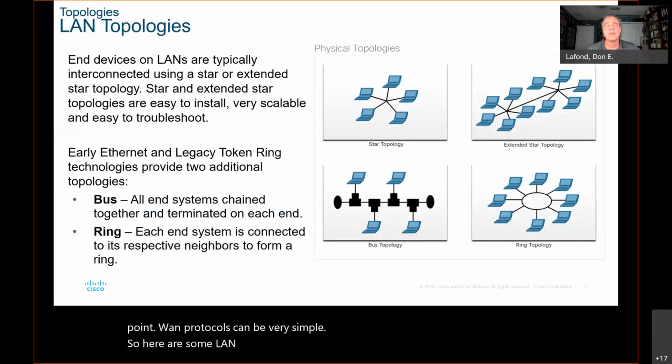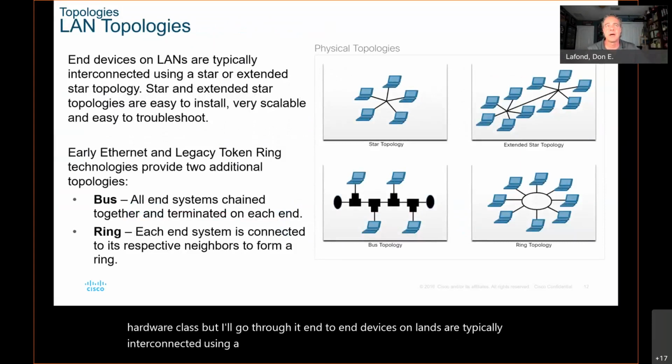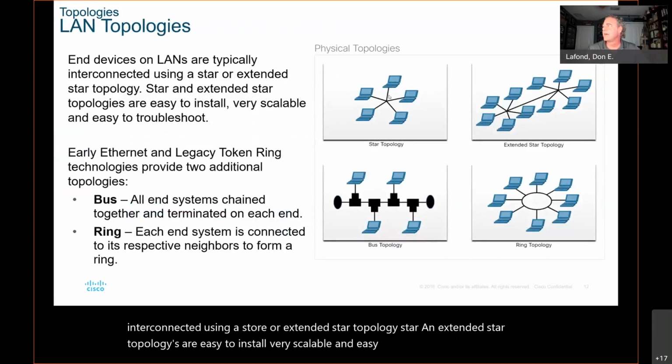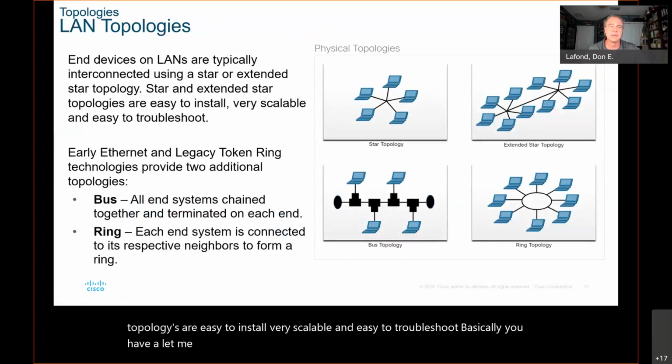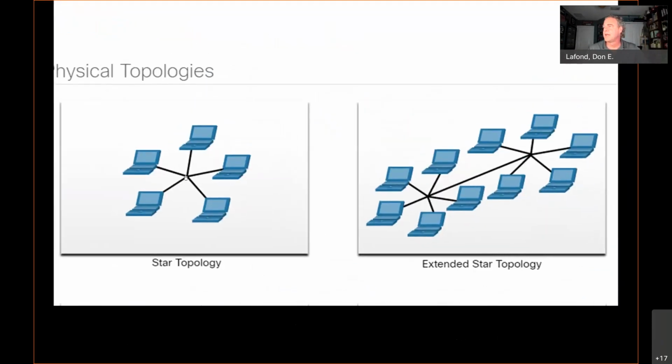You should have covered this previously in your hardware class, but I'll go through it. End devices on LANs are typically interconnected using a star or extended star topology. Star and extended star topologies are easy to install, very scalable, and easy to troubleshoot. Basically, with these two types, they're basically the same thing. Here you would have a switch, and the switch would be connected to another switch, and then that's your extended star. And you could continue to connect to another switch, and then it could have a star.